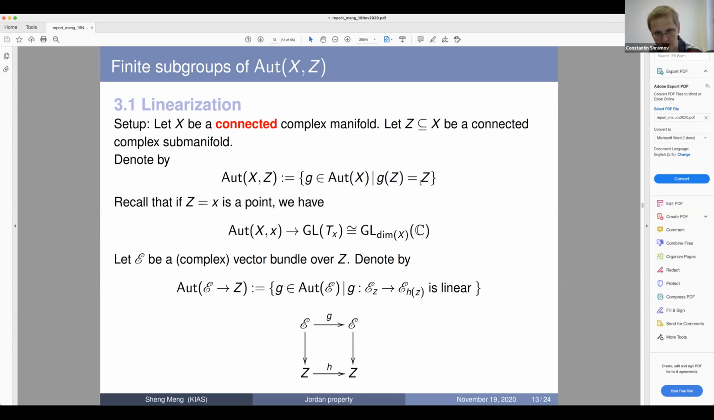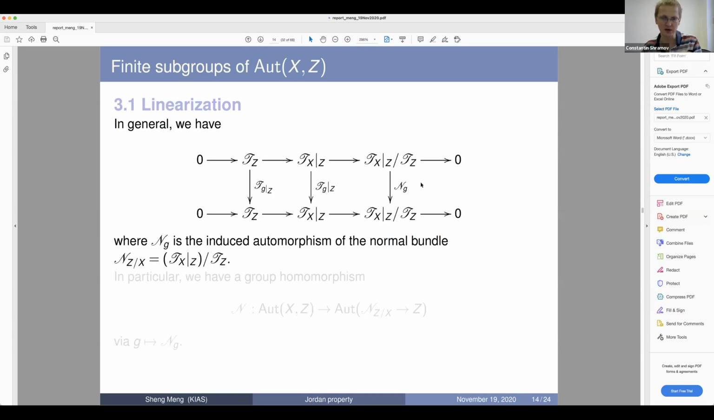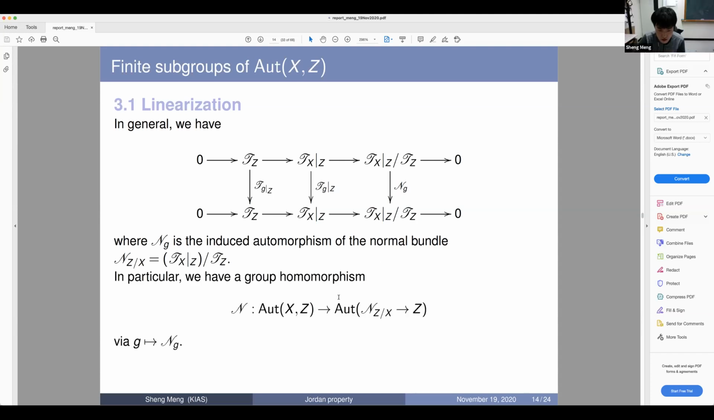Yeah. Thank you. But then, so you have two groups here: the stabilizer of Z, which is Aut(X,Z), and then the automorphism group of the total space of the normal bundle. So this is okay, right? This morphism is okay, right? Yeah, I think I understand what's going on. Thank you.